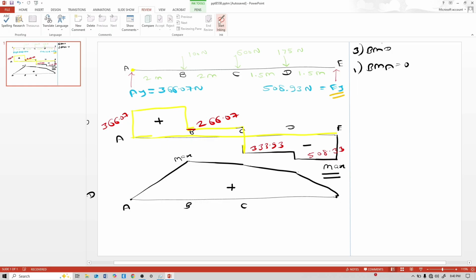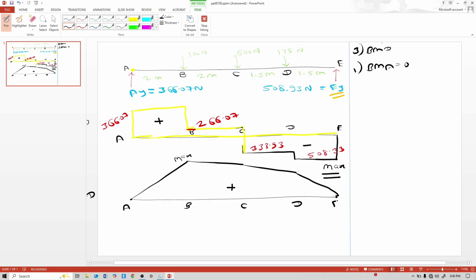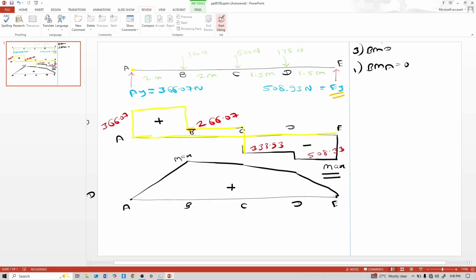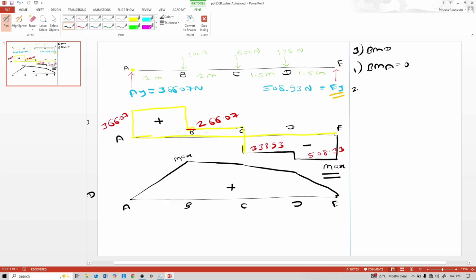Here this point is D and this point is E. And at point E also the bending moment is 0. So now calculate bending moment at point B. Bending moment is nothing but the load into perpendicular distance. So this load is 366.07 into 2. 366.07 into 2 is 732.14. Load is in Newton and distance is in meter, so the unit is Newton meter.